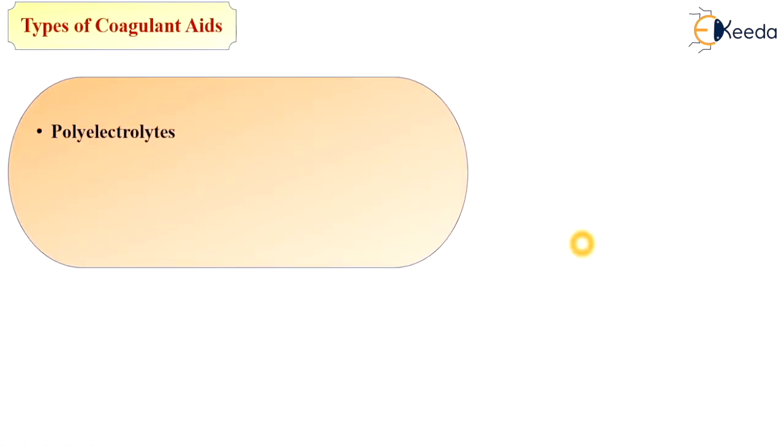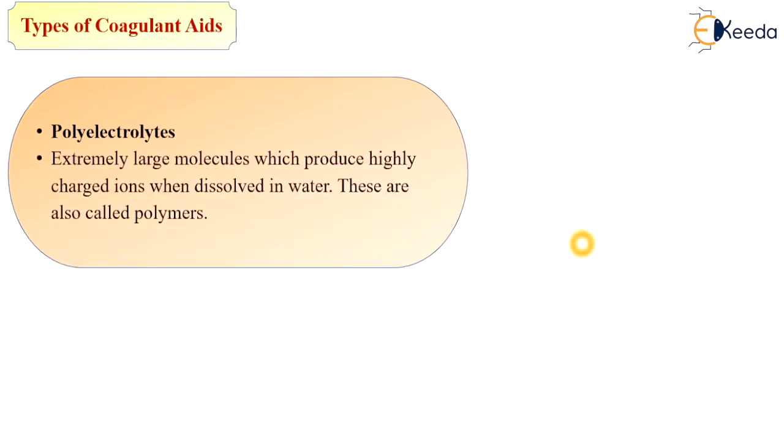The next type is polyelectrolyte. These are extremely large molecules which produce highly charged ions when dissolved in water. These are also called polymers. So when we add polymers as a coagulant aid, they are very effective for the process of coagulation and flocculation, and a very high density flock is formed during this process.